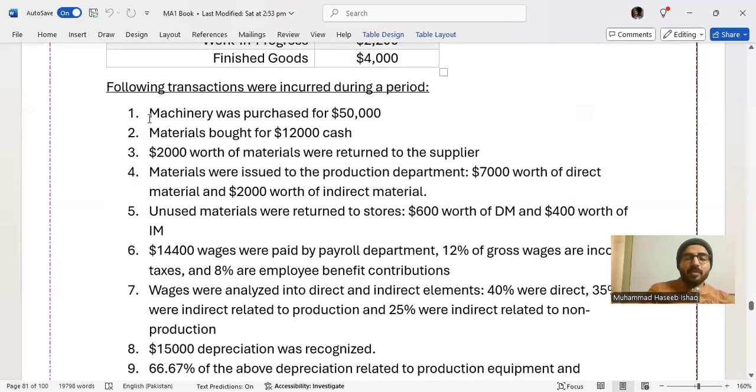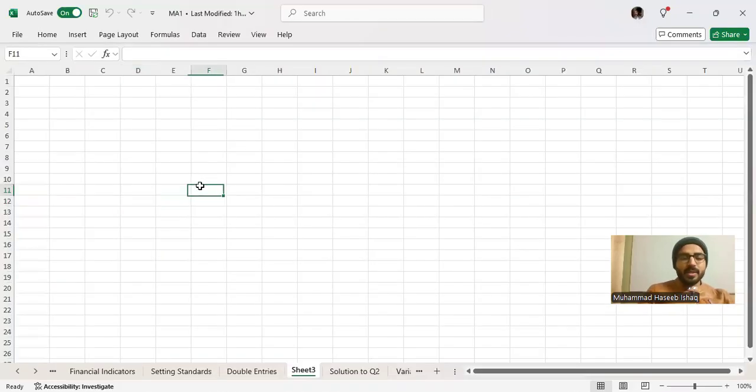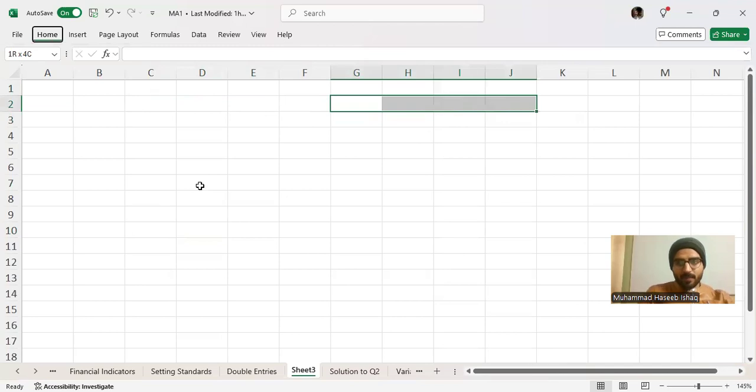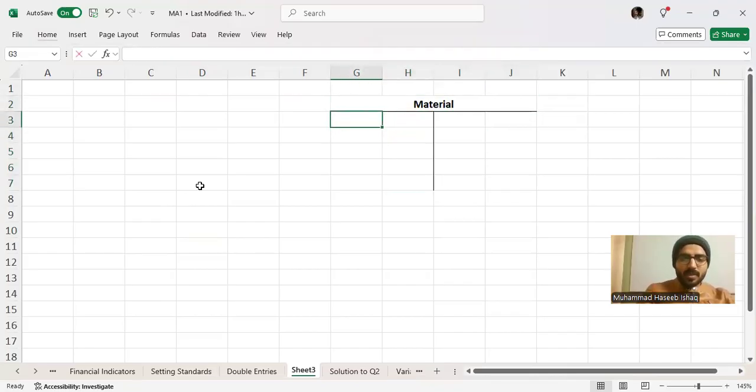So the first transaction is that machinery was purchased for 50,000. So let's start doing the double entry for it. Or we can first start by making T accounts for the hybrid accounts for which opening balances are given. So material, it is opening balance. I can write it as OB, and it is 2000.